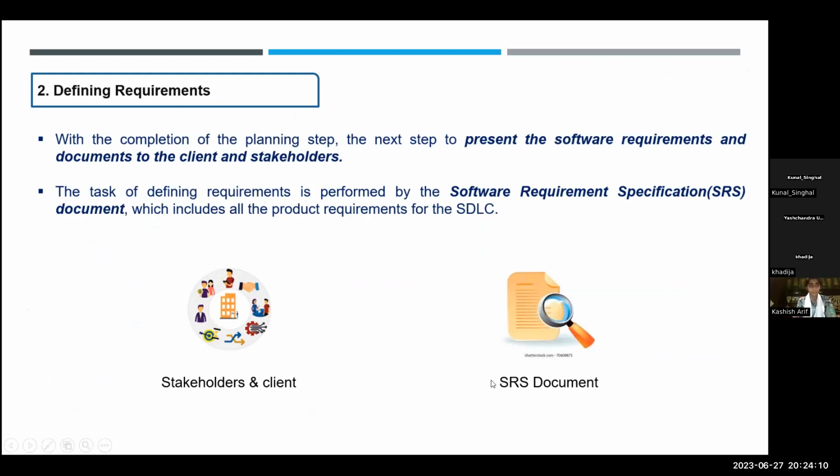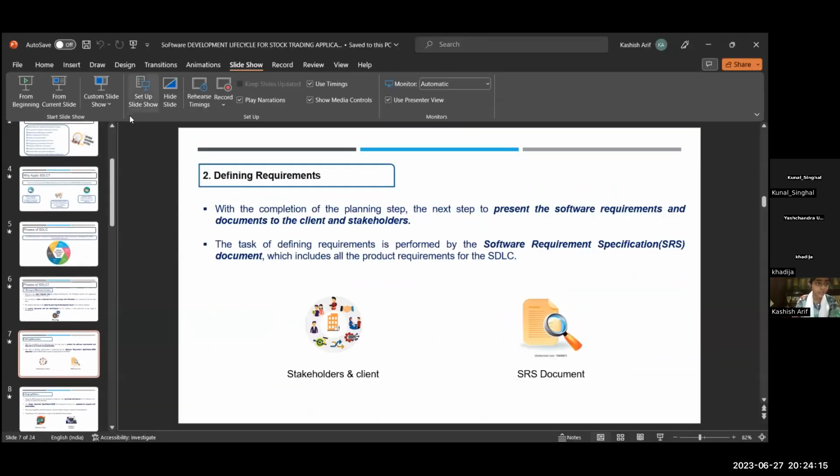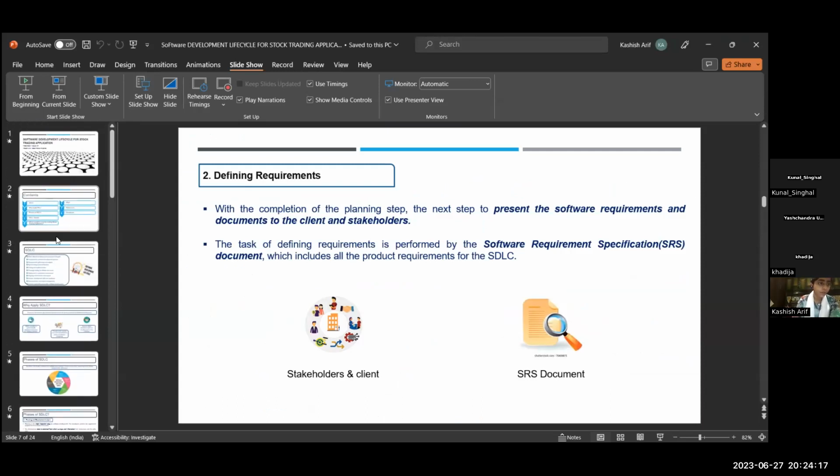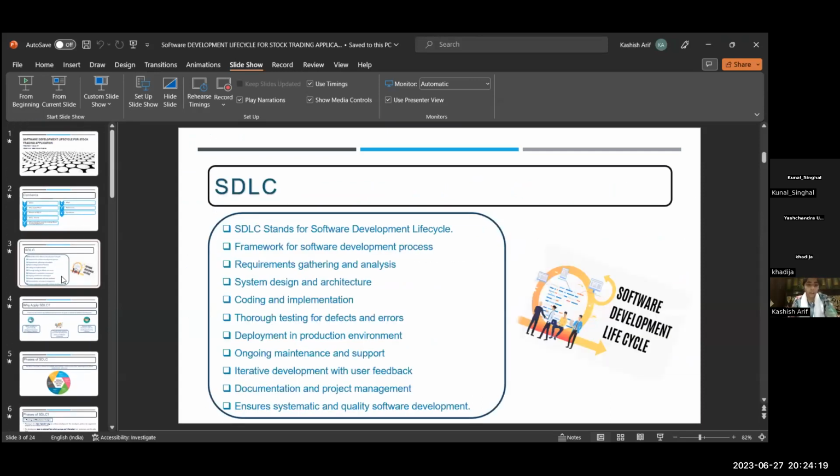Ongoing maintenance and support, iterative development with user feedback, documentation and project management, ensuring systematic and quality software development. Basically, the software development life cycle is a cost-effective and time-efficient process that development teams use to design and build high quality software. SDLC is a conceptual framework covering all activities in a software development project, from planning to maintenance.